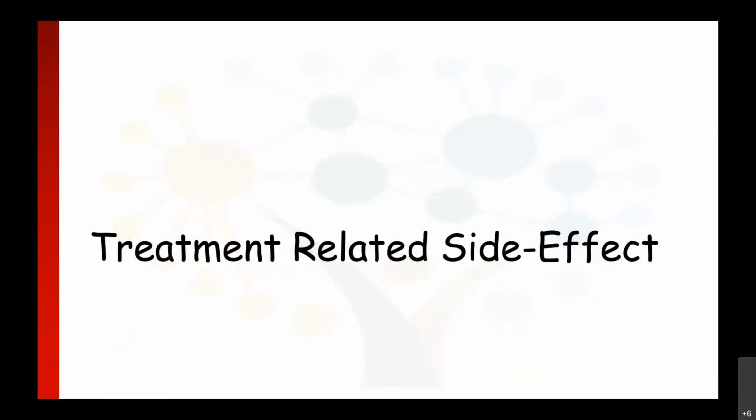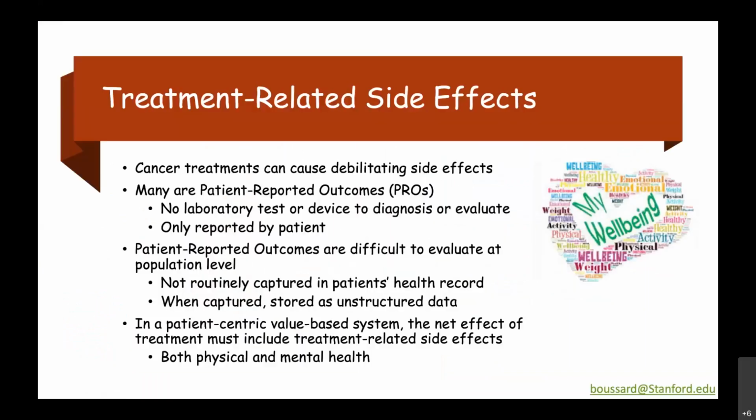So let's start with some background on treatment-related side effects. As you likely know, cancer treatments can cause debilitating side effects, and many of these side effects are patient-reported outcomes. A patient-reported outcome is a symptom or side effect that can only be reported by the patient. There are no laboratory tests or devices to capture this information systematically. Therefore, patient-reported outcomes are not routinely captured in a patient's health record. When they are captured, they're stored in unstructured data, either in a clinical note or as a patient email, et cetera. This makes PROs very difficult to evaluate at the population level. However, in a patient-centric value-based care system, the net effect of treatment must include assessment of these treatment-related side effects.